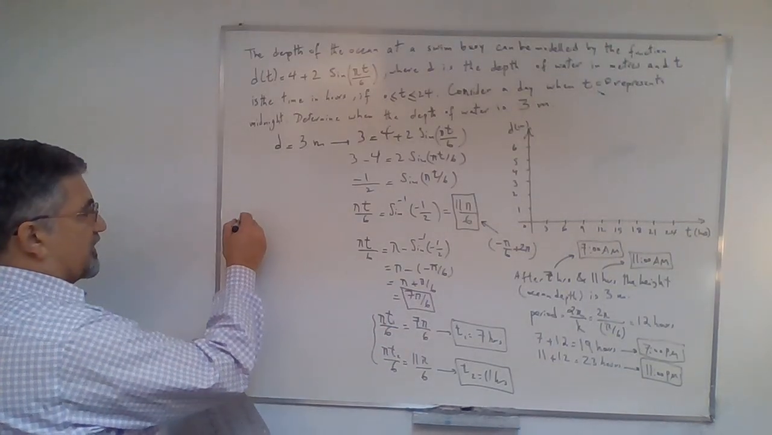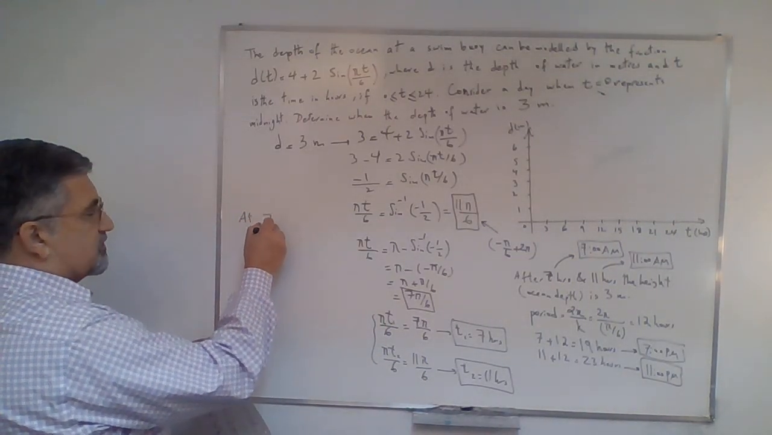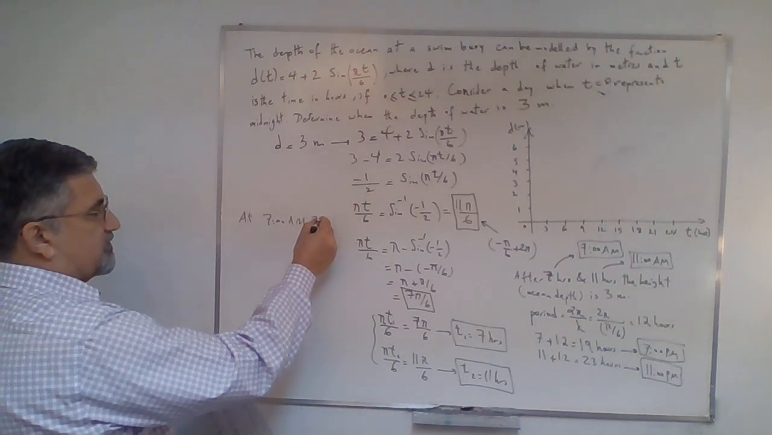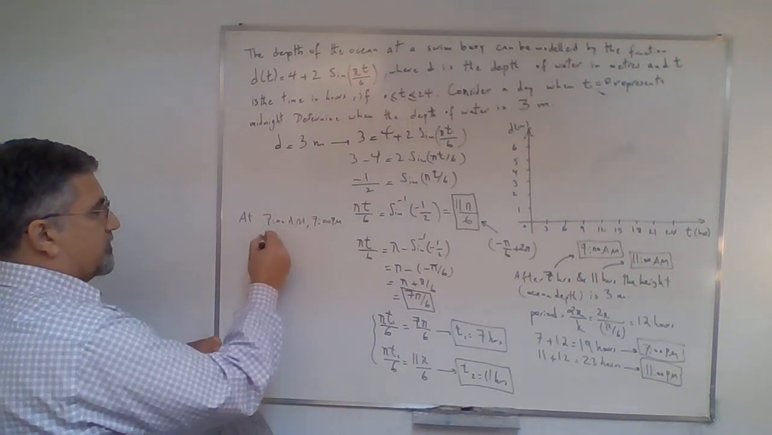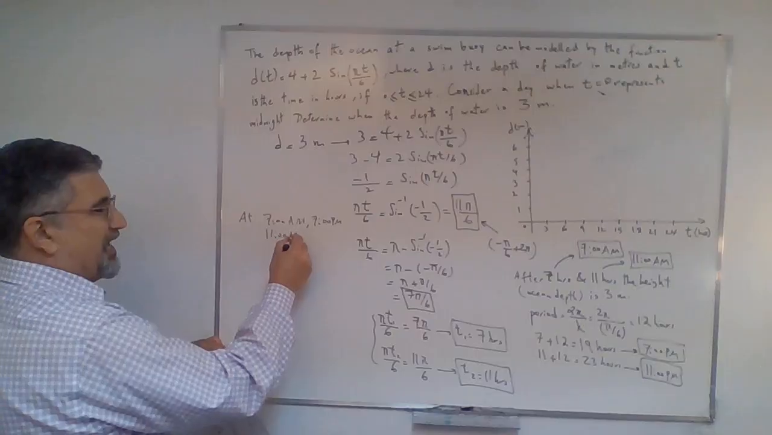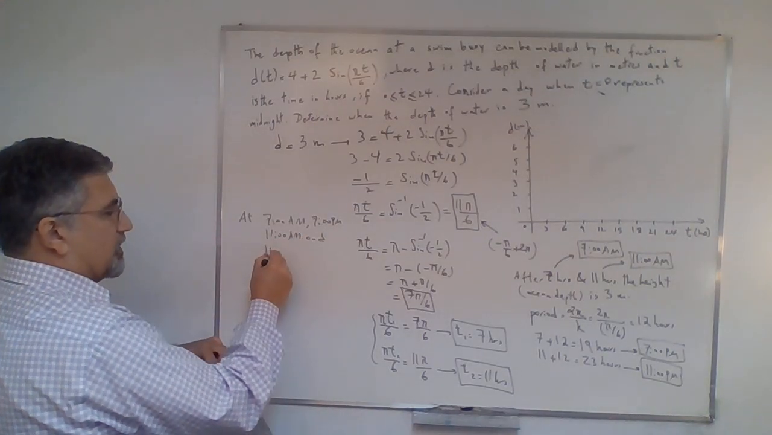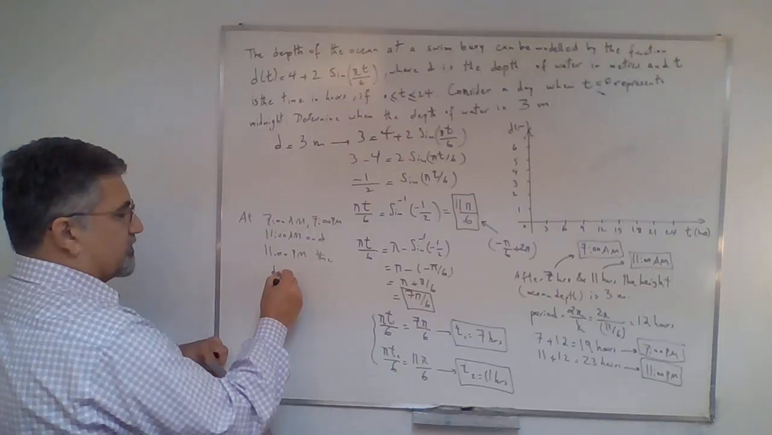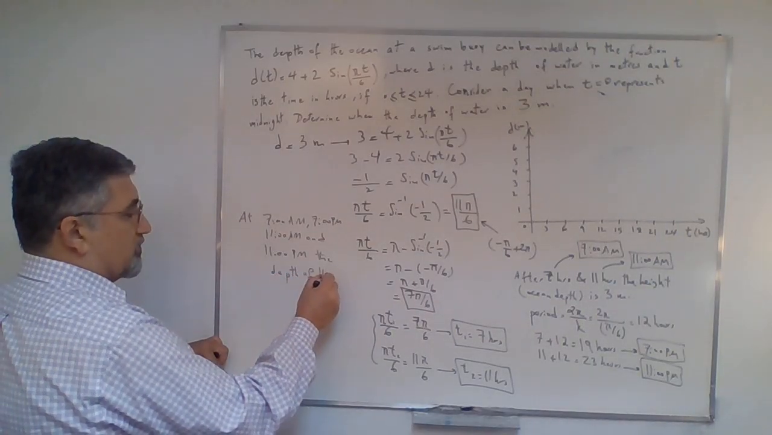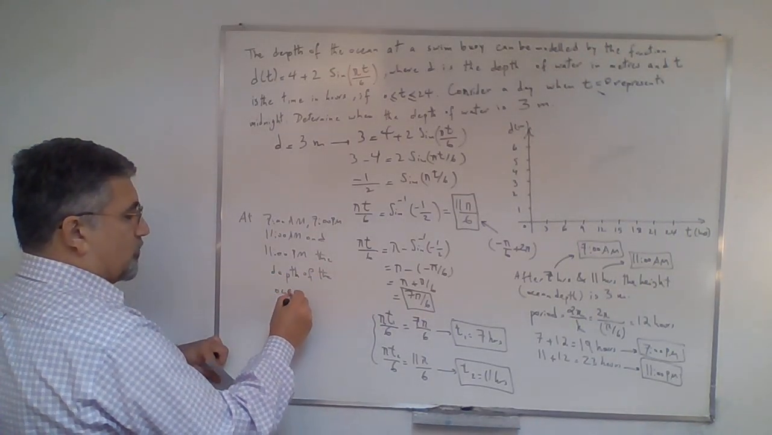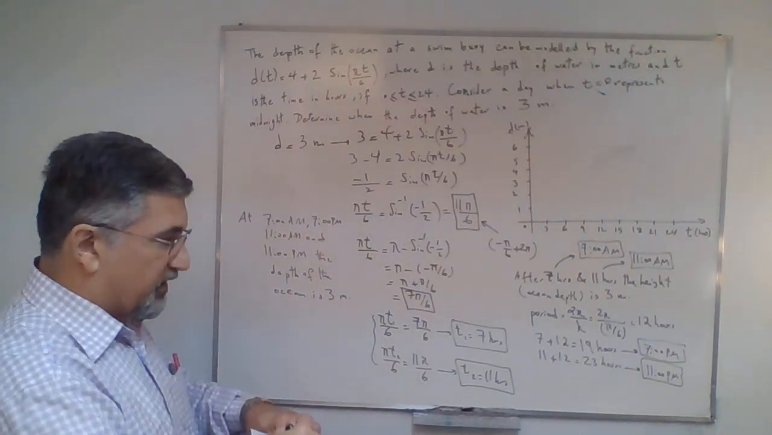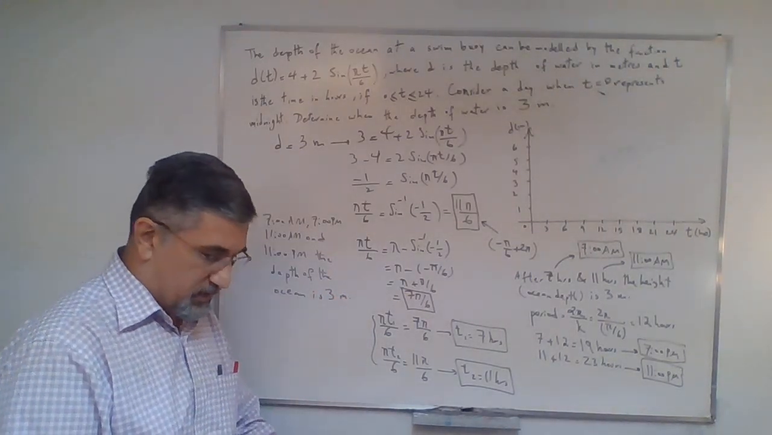So I'm going to say at 7 a.m., 7 p.m., 11 a.m., and 11 p.m., the depth of the ocean is 3 meters. So that's the final closing statement I write.